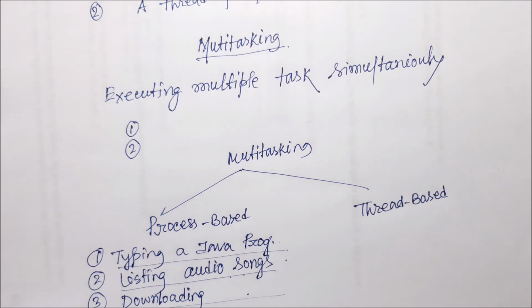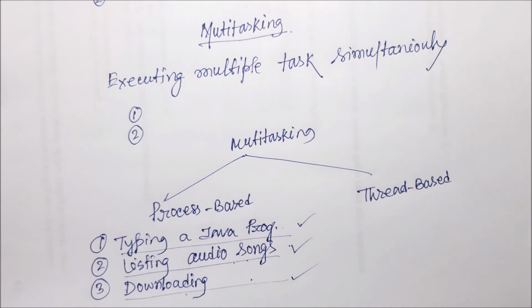Process based multitasking means executing several tasks simultaneously, where each task is a separate, independent process, or you can say a program. So typing a Java program in the editor is one process, listening to an audio song is one process, and downloading a file from the internet is another process. There are three processes, and they are not related to each other, they are independent. This type of executing tasks simultaneously is called process based multitasking.